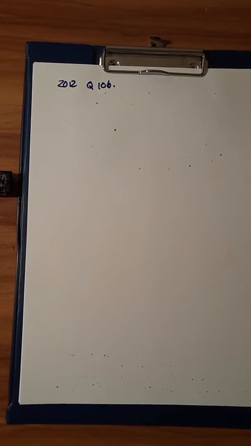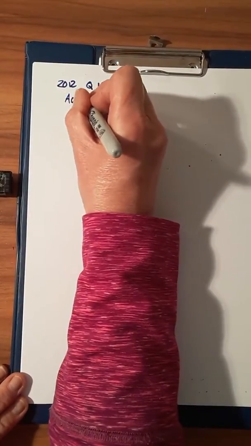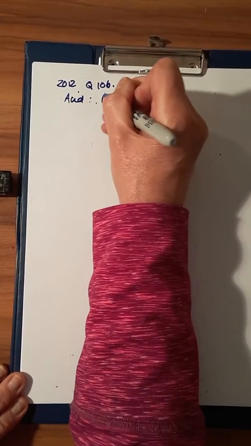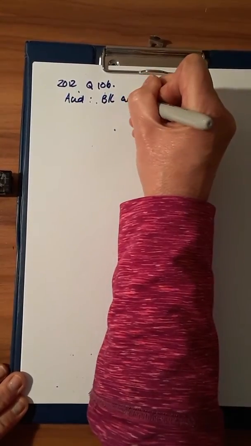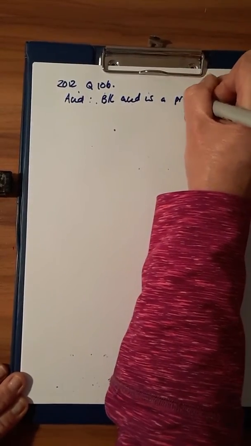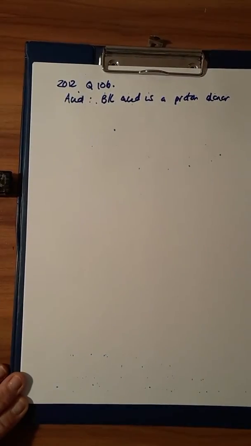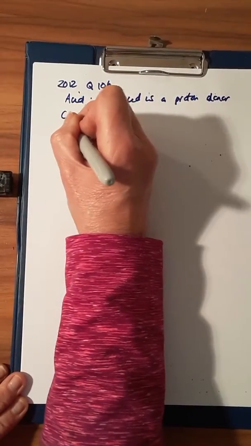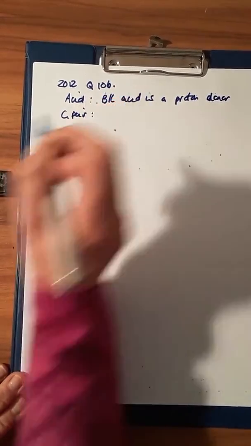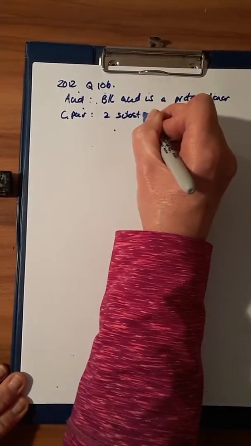I'm going to do 2012 question 10b. It says define an acid in terms of Bronsted-Lowry. So a Bronsted-Lowry acid is one that is a proton donor. And it asks me then, what is a conjugate pair? So a conjugate pair, that's two substances that differ by a proton.